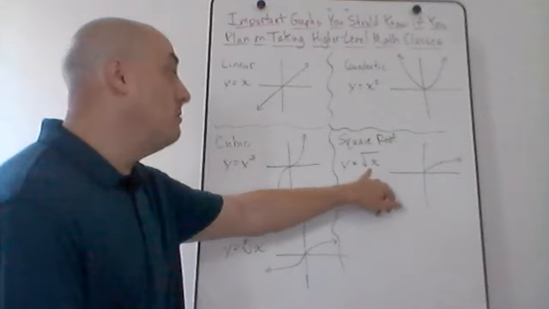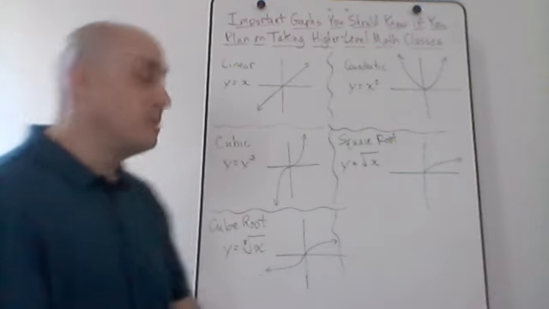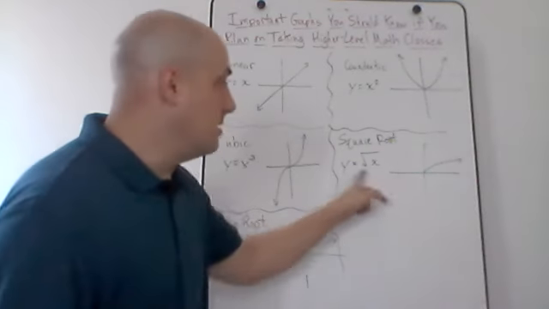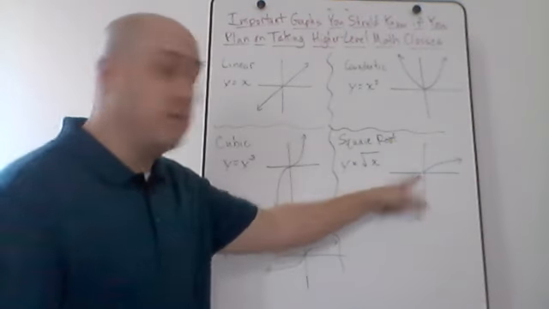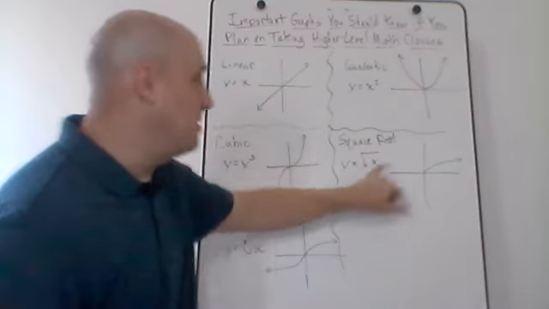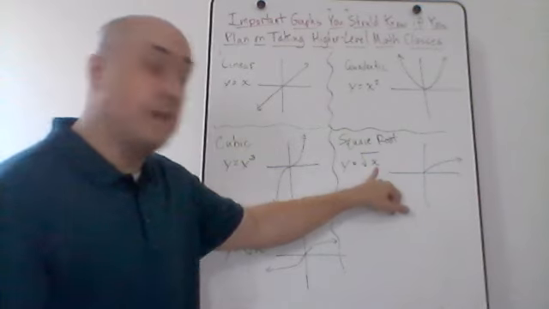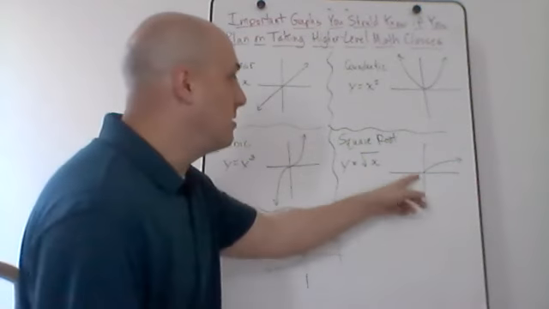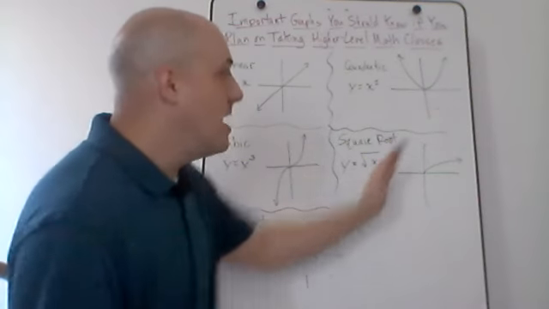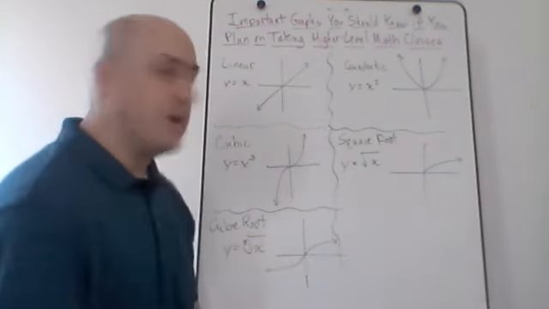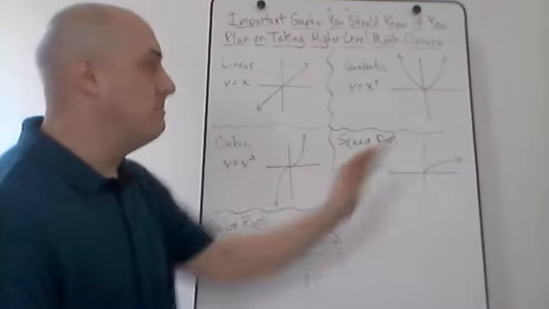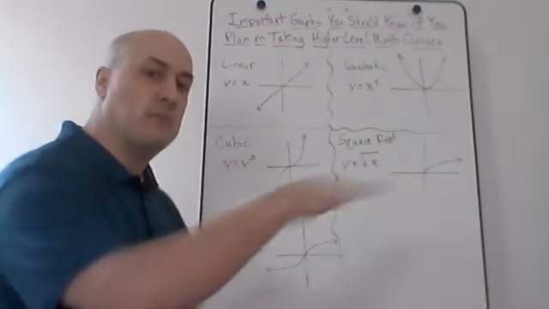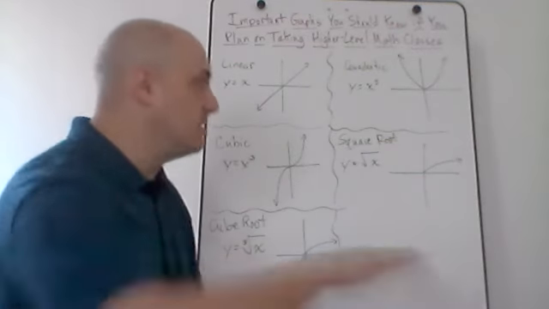We have the square root function, y equals the square root of x, right? Notice the square root function starts at the origin. It doesn't exist for negative x values because you cannot take the square root of a negative number, right? So the square root function starts at the origin and then increases from there, kind of increases slowly as you go along. It never really flattens out. It continues to increase. It just does it very slowly.